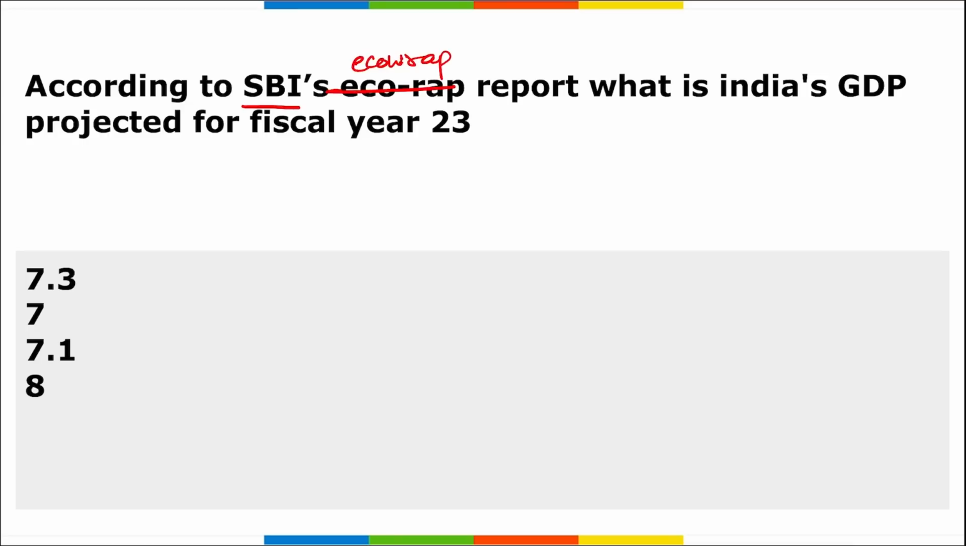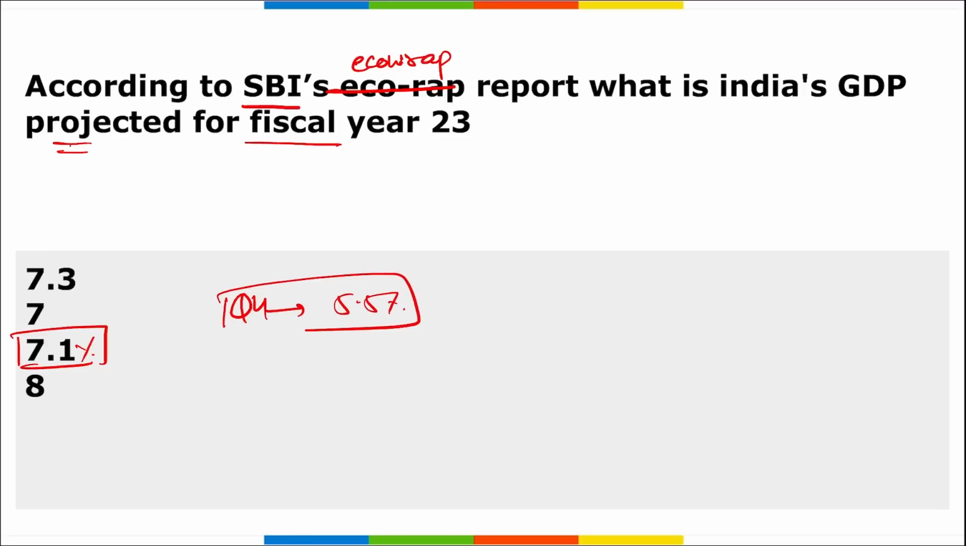Next, according to SBI's Ecowrap report, what is India's GDP projected for fiscal year 23? So remember, India's GDP growth rate for the fiscal year 23 is projected to be around 7.1%, and for the fourth quarter it is projected to be around 5.5%. Correctly remember, 7.1% is projected by SBI's Ecowrap report. Correct? Mark this.